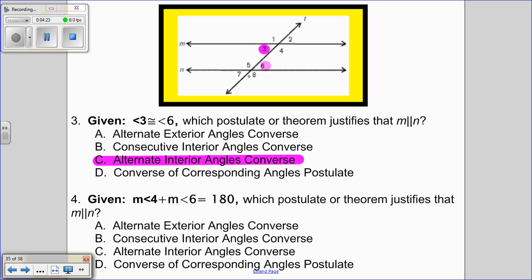Measure of angle 4 and angle 6, so here's 4 and there's 6 again, equals 180. Why are they 180? Because they're supplementary. And why are they supplementary? Because they are consecutive interior angles. And since they are consecutive interior angles, they're supplementary. So that proves that M is parallel with N. So B, consecutive interior angles converse.